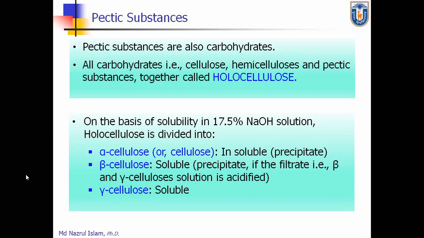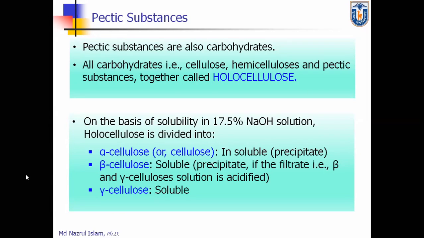Alpha cellulose: if you add 17.5% sodium hydroxide solution to the cellulose, you will see some portion is not dissolving and a portion that dissolved. The portion not dissolved, we will say that is the alpha cellulose. That is the stronger cellulose. And the portion that dissolved, we will say others.